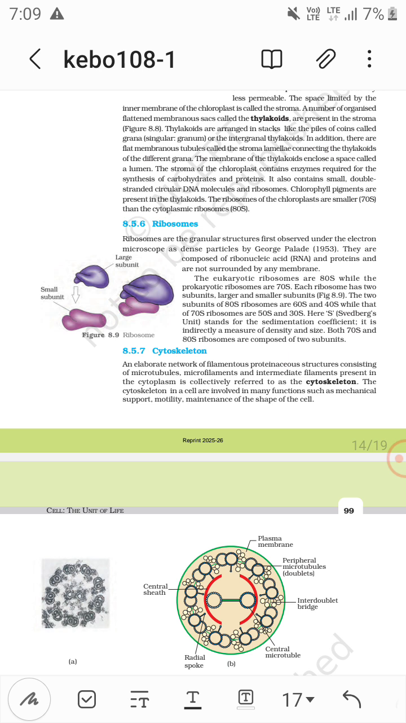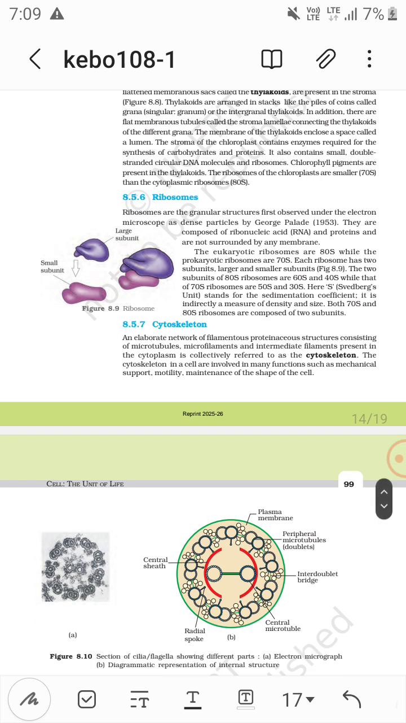In prokaryotes it is 70S, in eukaryotes it is 80S, and in mitochondria and chloroplast it is 70S. The 70S subunits are 50S and 30S, and the 80S, that is in eukaryotes, subunits are 60S and 40S. S stands for sedimentation coefficient, indirectly a measure of density and size.